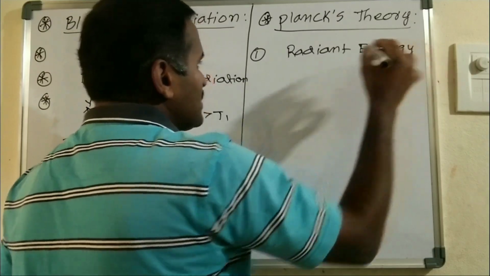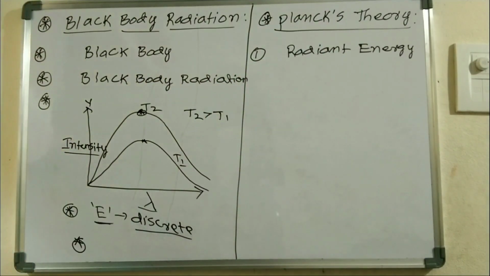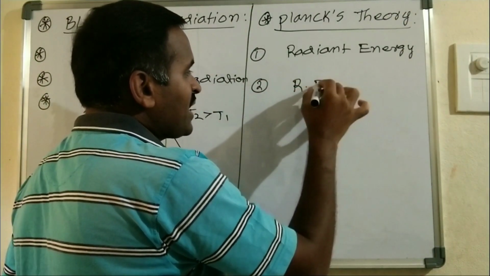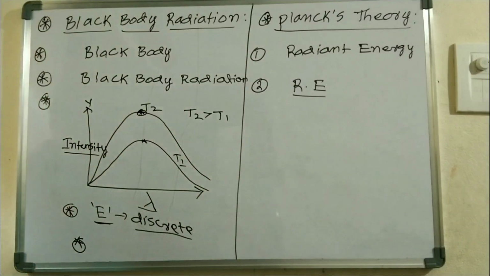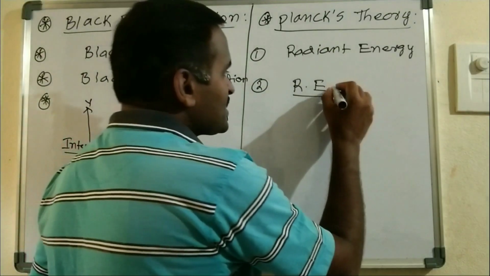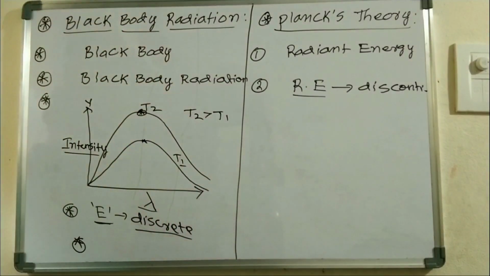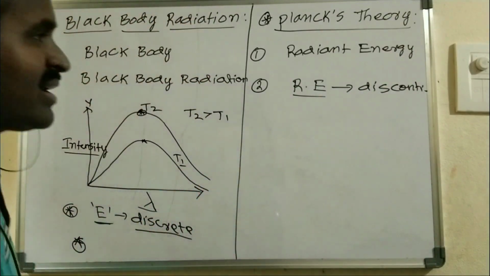So what is meant by radiant energy? Black body radiation is associated with some fixed, definite amount of energy, and such a definite amount of energy is called radiant energy. This radiant energy can be absorbed or emitted only in a discontinuous manner, but not in a continuous manner. The radiant energy is fixed for the given radiation, and it is always emitted or absorbed in a discontinuous manner.